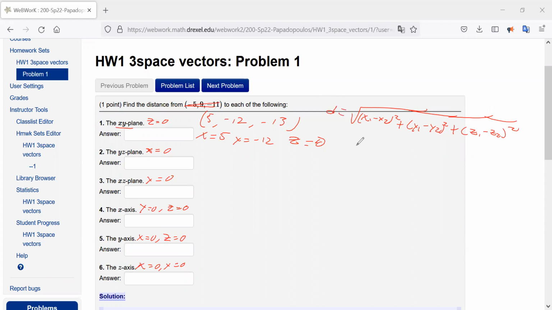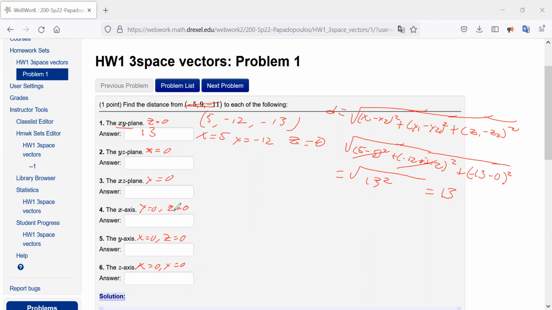So if we plug that in here, we get the square root of (5 minus 5) squared plus (-12, double negative, so minus -12 becomes plus 12) squared plus (-13 minus 0) squared. This is 0, this is 0, and we get that is equal to the square root of 13 squared, which is just 13. So this right here is 13.